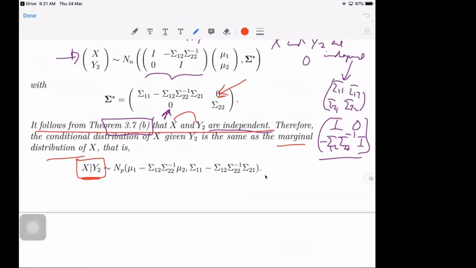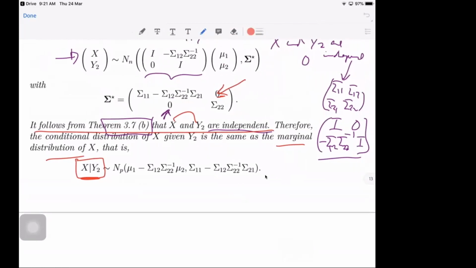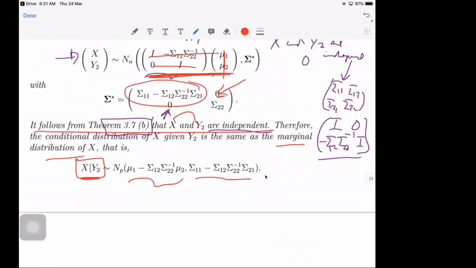given Y2 will be, what is your X, so this will be equal to this one. So if you multiply that, what you will get is this one. And then this will be your sigma 1 1, or equivalently that is expressed in terms sigma 1 1 minus sigma 1 2 sigma 2 2 inverse sigma 2 1.